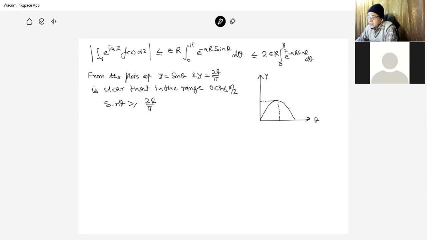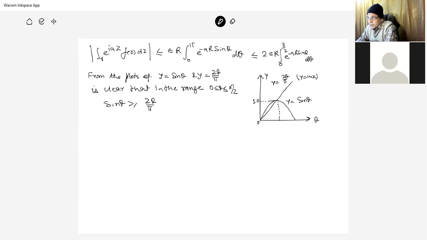This is the line here. We say unity, and this line: y is equal to 2 theta by pi, and y is equal to sine theta. So this line is the intersection of y is equal to 2 theta over pi, where 2 over pi is the gradient, something like y is equal to mx, and this y is equal to sine theta.